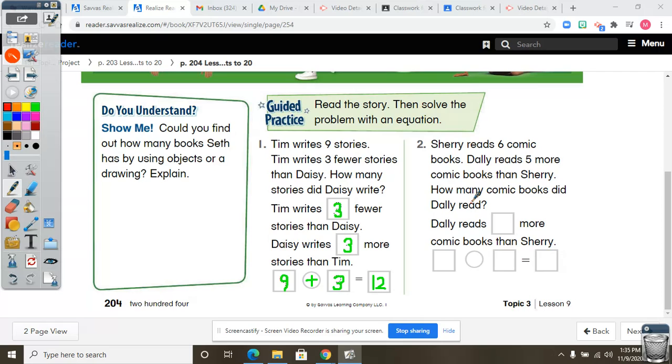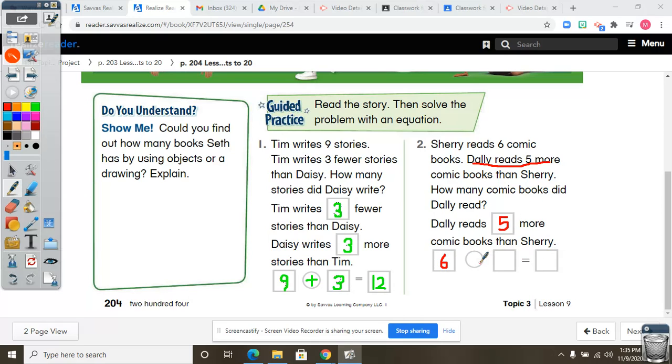Okay, so it told us how many more comic books she read than Sherry. It says right here, Dally reads 5 more. Now the equation that we're going to make, we should probably start with how many books Sherry read. And it says Sherry reads 6 comic books. So we'll start with that number.